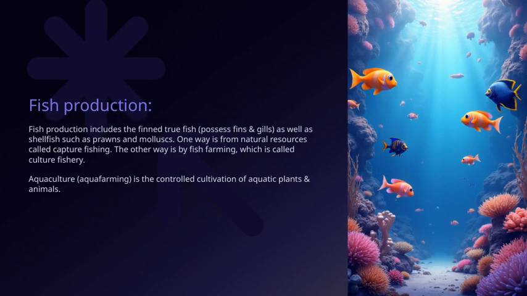Now let's talk about fish production, which includes not only the finned true fish, those with fins and gills, but also shellfish like prawns and mollusks. There are two main ways to produce fish.